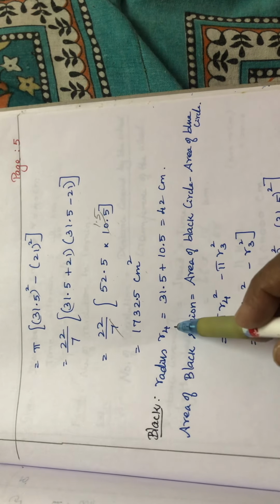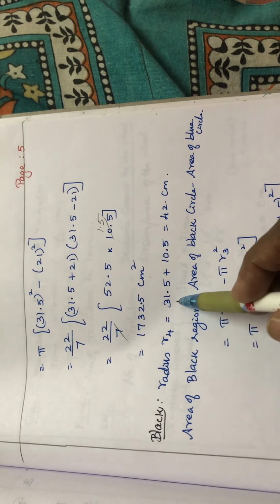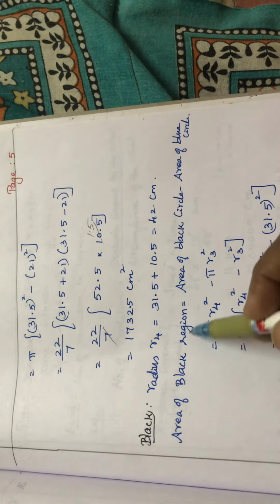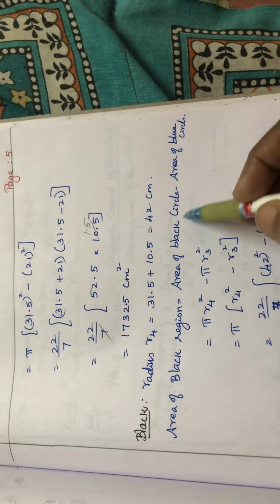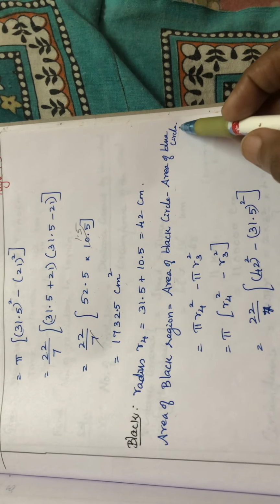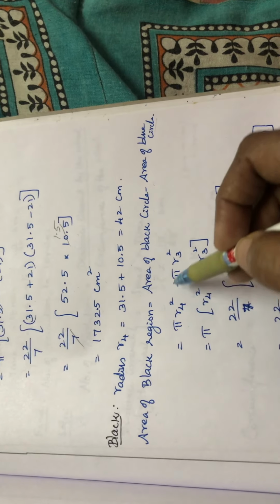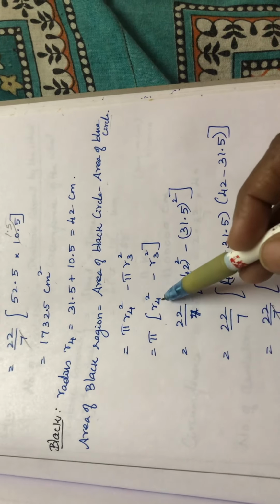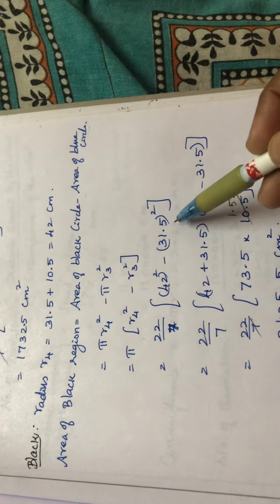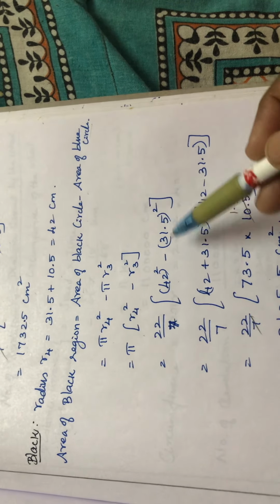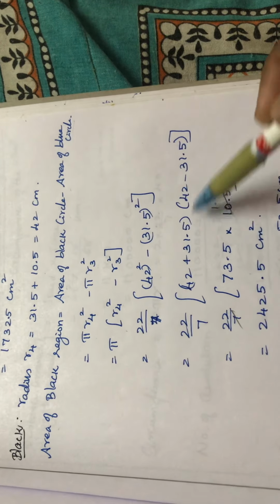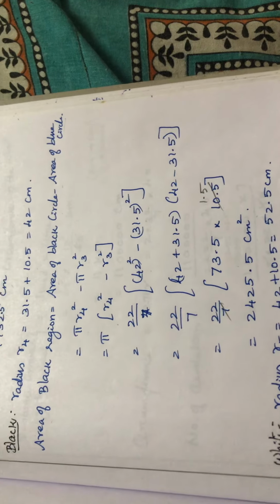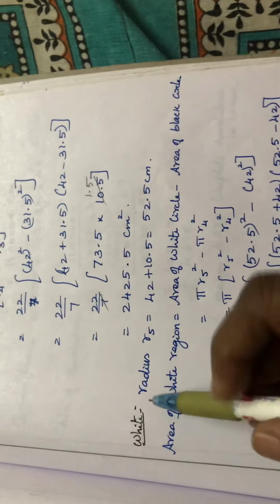The next is black region. For black, I am rating the radius as r4. Previous one 31.5 plus 10.5, so this radius is 42. So area of the black region is equal to area of the black circle minus area of the blue circle. That is pi r4 square minus pi r3 square. Taking pi as common, then substituting r4 value 42 square minus r3 31.5 the whole square. Now it looks like a square minus b square. Expand and simplify, you will get 2425.5 centimeters square.